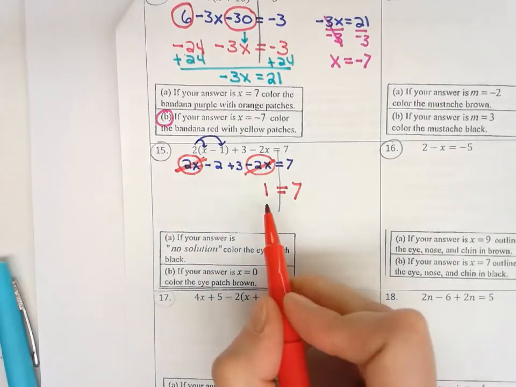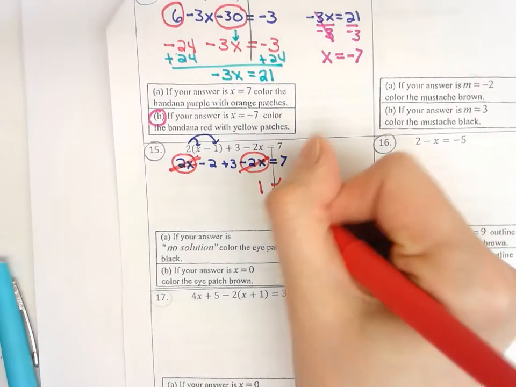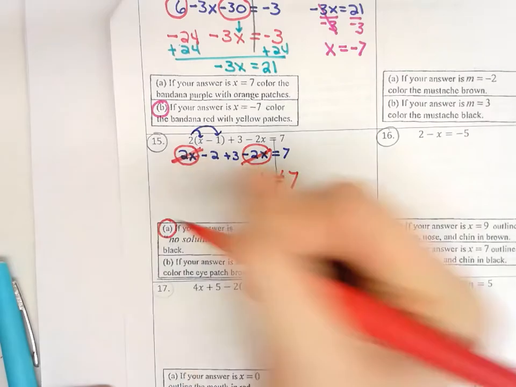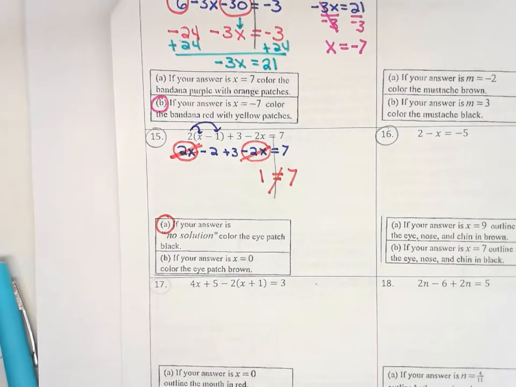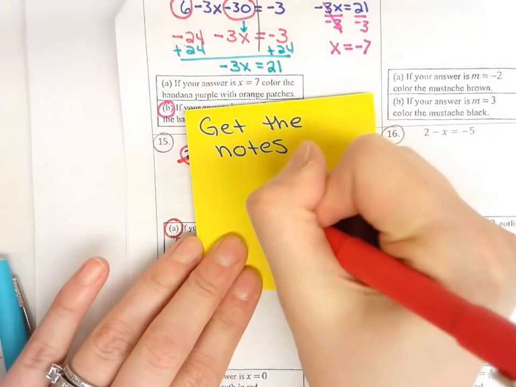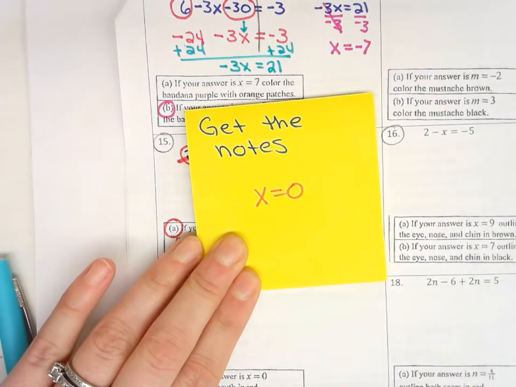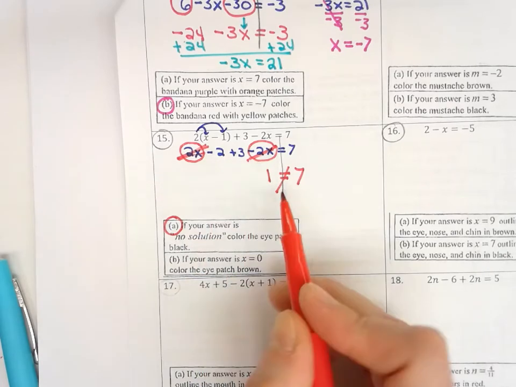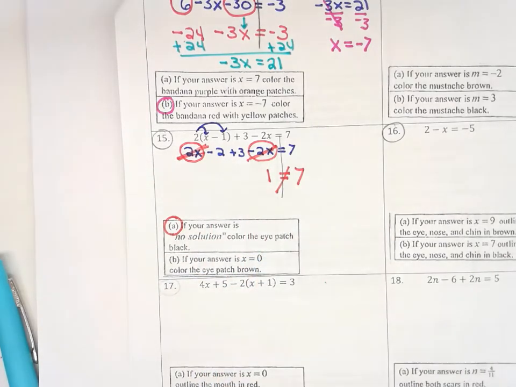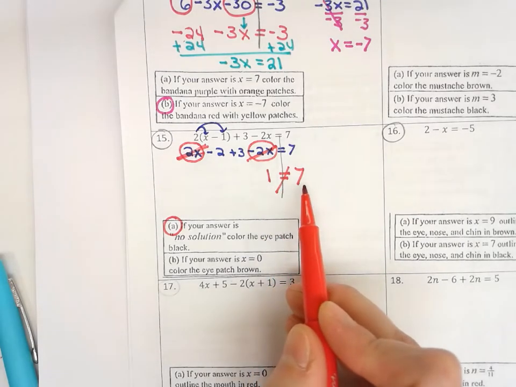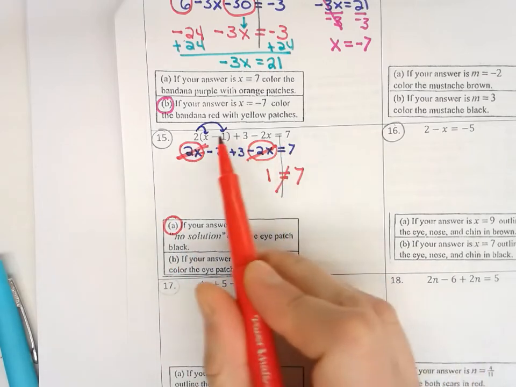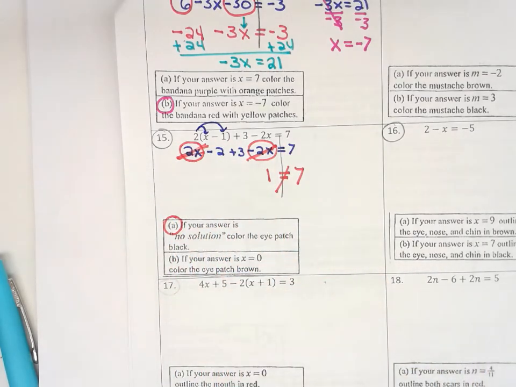Now, 1 does not equal 7. That is not a true statement. And anytime that happens to you, your answer is no solution. Now, make sure that you realize this is not the same thing as if you ended up with x equals 0. X equals 0 is an answer. But whenever you've gotten rid of your x's in the problem and all you're left with is numbers, then your answer is either no solution or infinite solutions. But since 1 doesn't equal 7, that one's no solution. And I believe this is the only one that is like this on the assignment. That's why I chose to do that one with you.